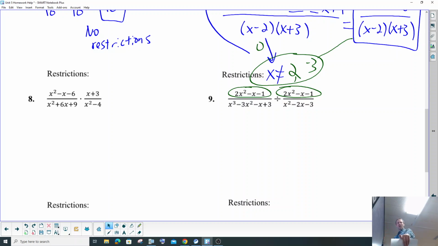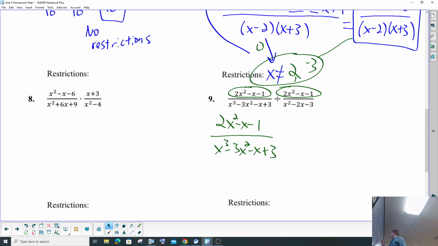Do you remember what division does? Keep, change, flip. So it actually is going to be something going on here. So 2x squared minus x minus 1 all over x cubed minus, try it on your own, pause me. You're not supposed to be copying. Make sure you pause me.